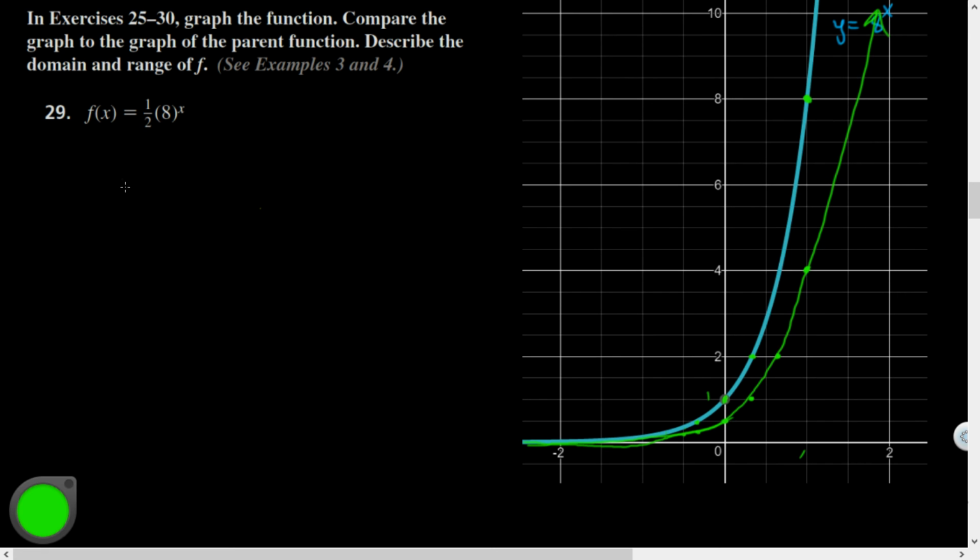So what I end up having is a graph whose y values are half as much as the parent function. And so to describe that, I could have said this was a vertical shrink by 1/2, right? Because it shrunk it in the y direction.